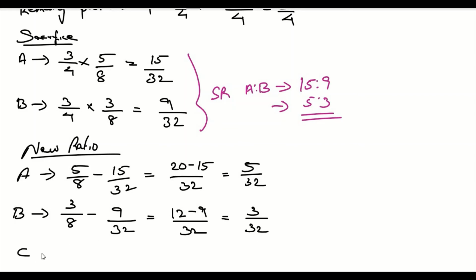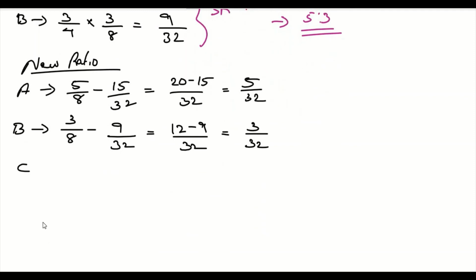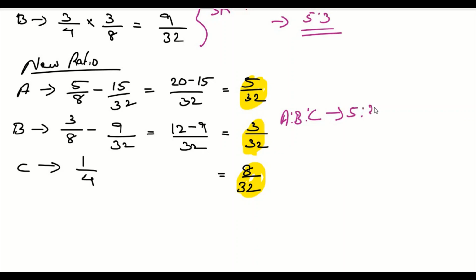Then we have C. C's share is given in the question, which is 1 by 4. Now if you want the common denominator, it is going to be 8 by 32. So we have the new profit sharing ratio for A, which is 5 by 32, B 3 by 32 and C 8 by 32. So what will be the new profit sharing ratio between A, B and C? It's going to be 5:3:8.